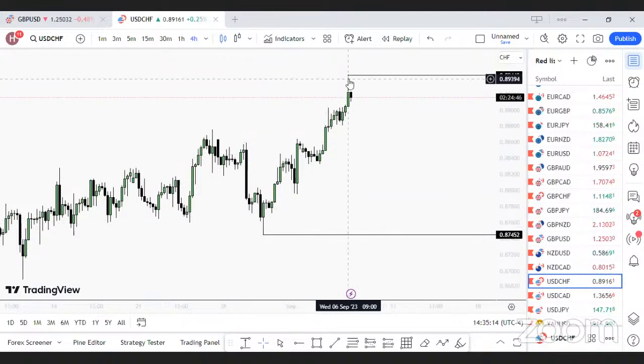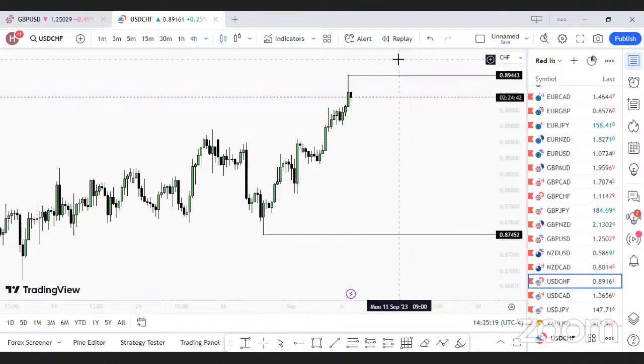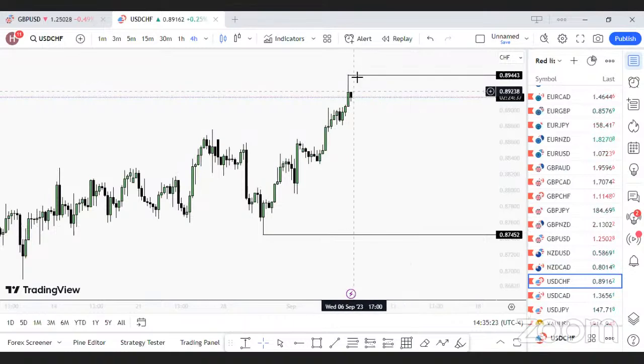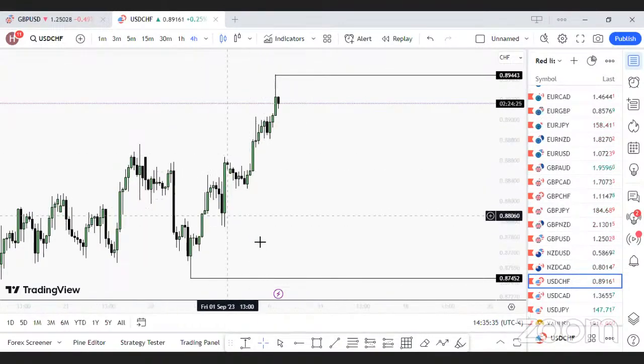How is this a recent movement? Because we have a high here and a low here, and this high and low haven't been broken. The market is currently here right now. So unless the market breaks this high, or comes down here to break this low, they are the recent low and the recent high. That is why I'm using it.